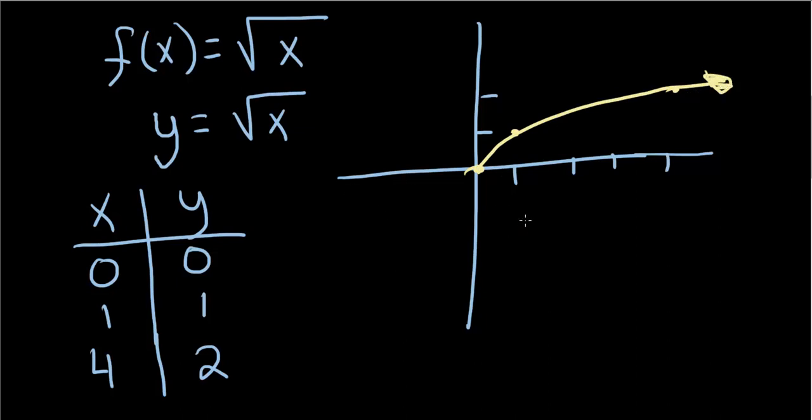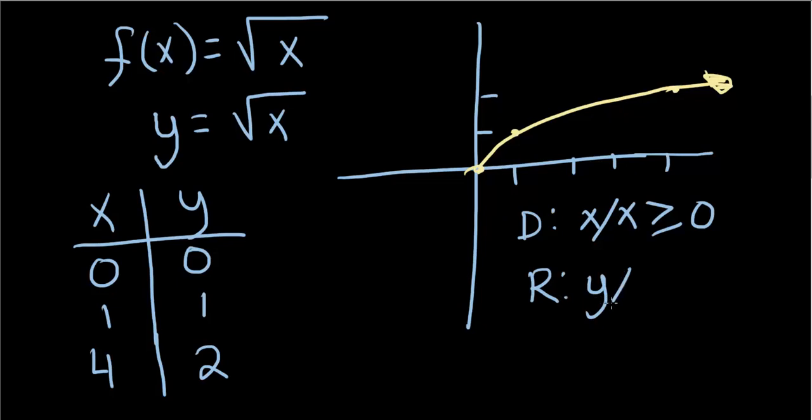Now we need to determine what the domain is, and for the parent function, the domain is going to be x such that x is greater than or equal to 0. Remember, domain represents x, and if you notice, it begins here and it keeps on going on and on. It never ends. And the range is going to be the same thing. There are no negative values for y, not with the parent function anyways, so the range is going to go from here and up.